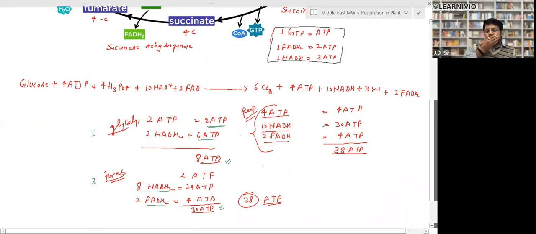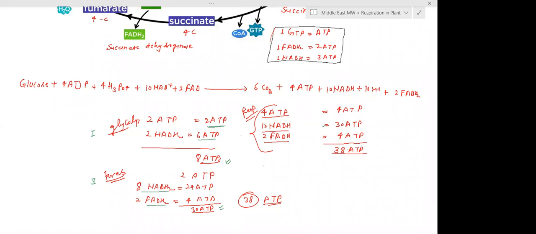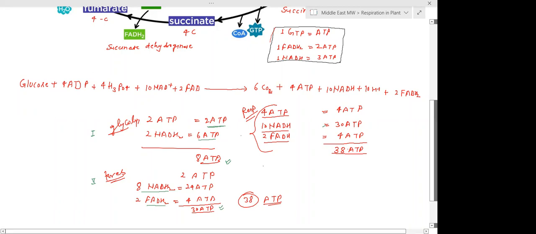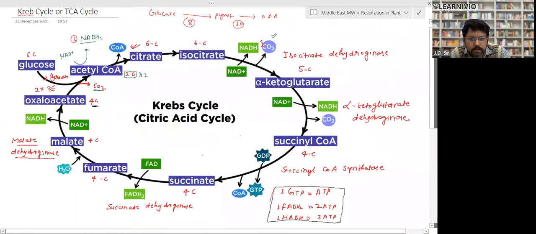Tell me, is it clear, Yusra? Yes, sir. If you want, you can take the screenshot, but you must have, right?